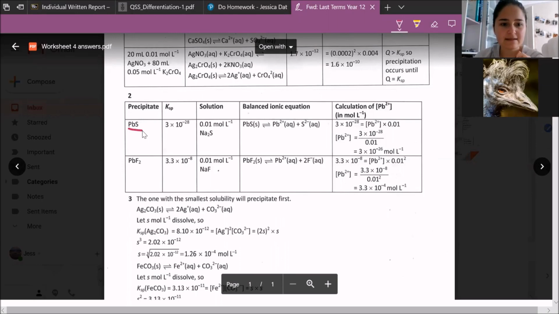We agree this is the precipitate, PbS, yeah? We've been given its Ksp value of 3 times 10 to the negative 27. And the concentration of the solution is 0.01 moles per liter of sodium sulfate. You with me? And I've done the balanced ionic equation.